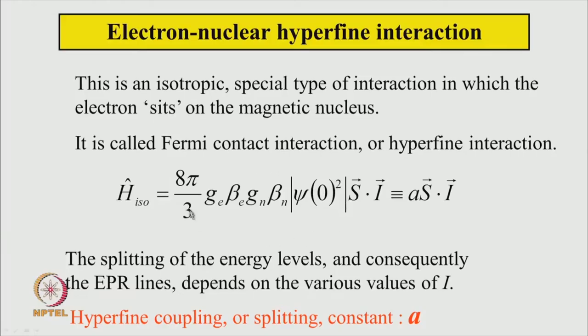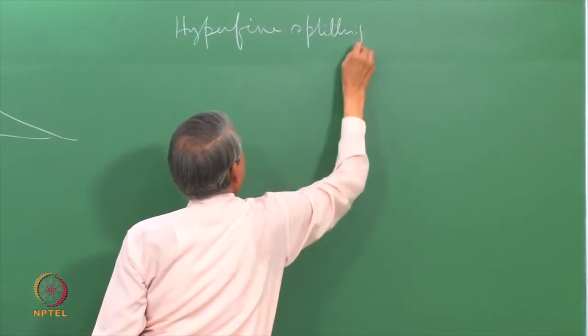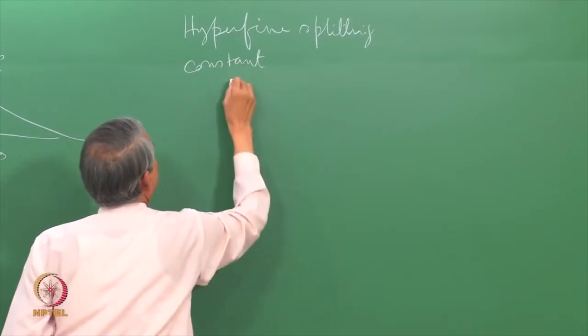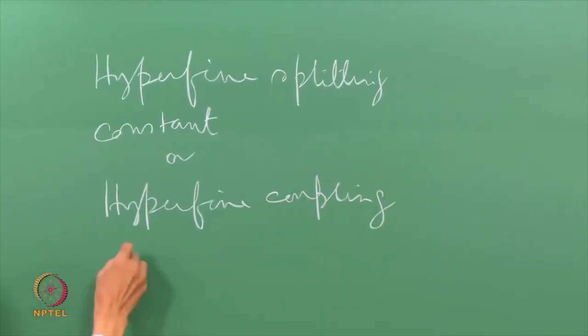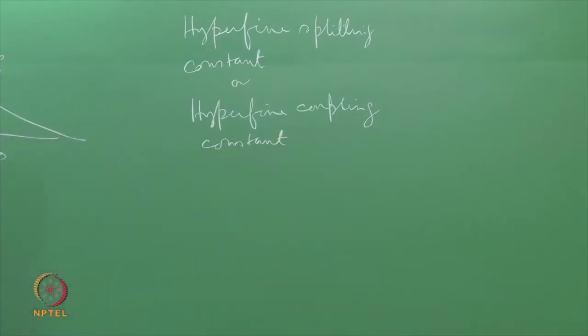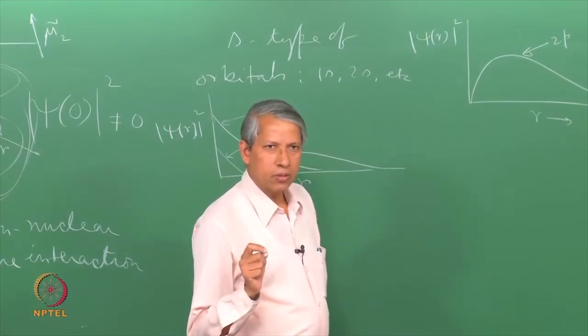So, this whole term here is replaced by a constant called A, a parameter in fact. This constant is called the hyperfine coupling constant or hyperfine splitting constant. Now, these two terms, though they are used often synonymously, they may not mean exactly the same thing. Let's understand this, just a subtle difference.